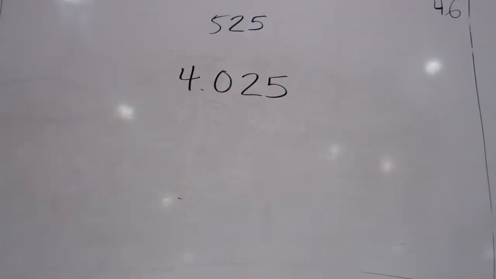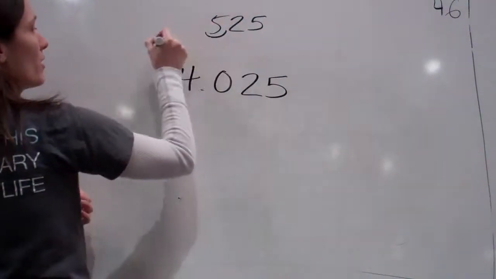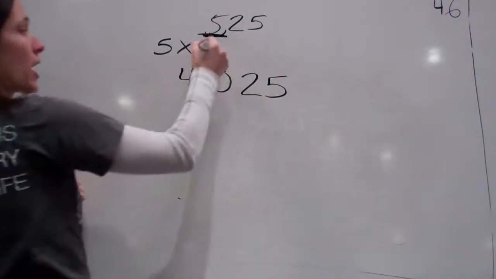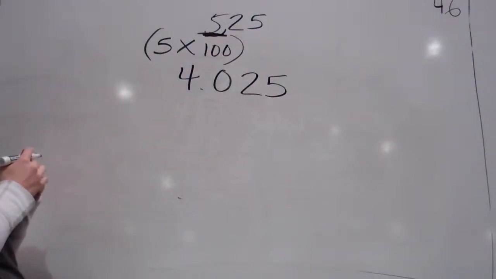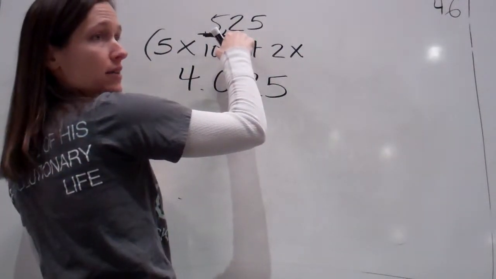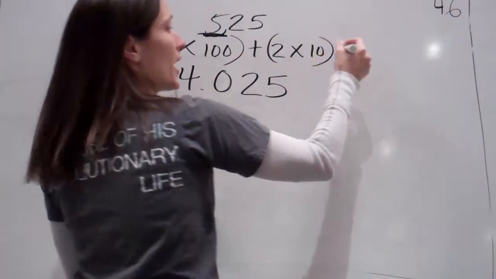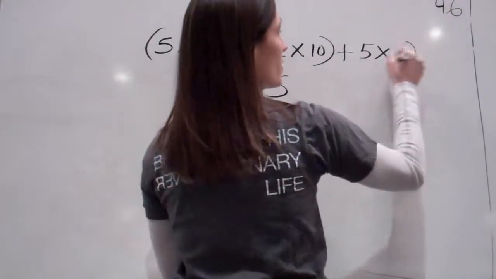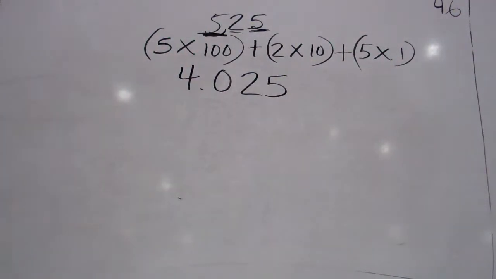How would I do that? Yes, Isaac? 500 times 1. Almost. You're kind of switching a little bit around. Yes? 5 times 100. So basically, I take my number, 5, times, and what place is that in? Hundreds. So I would put 100. Everybody see that? Plus 2 times, what place is this in? Tens. Plus 5 times, what place is this in? 1.